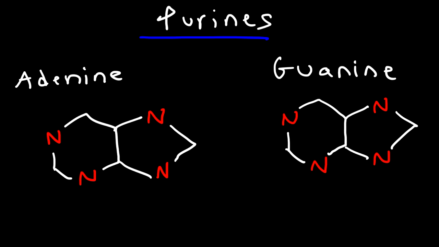Now both adenine and guanine, they have a double bond in the middle, and they have another double bond in this position and here as well. Now let's talk about where they're different. By the way, there's a hydrogen here, so that's an NH. If you don't see a hydrogen, that means that there's a lone pair on the nitrogen.